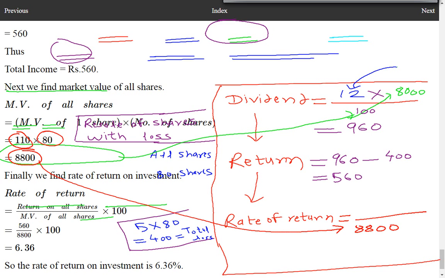So market value of all shares is 8800. Return, as we have seen, is 560, into 100. Do the calculations on your own and see whether the answer comes to 6.36 or not. So the final answer is rate of return on investment is 6.36 percent. This completes the examples. Thank you.